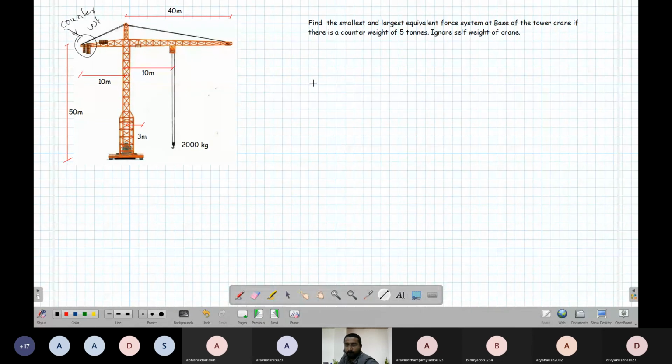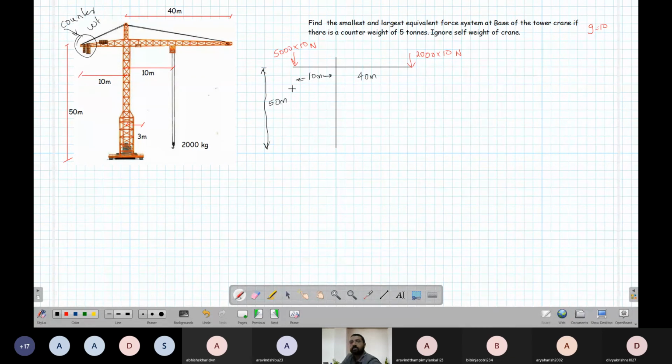I'll just show you the diagram. So let's say I'm just drawing everything. So this is my 40 meters, total 40 meter. When the maximum load is there, the force has to be applied here. So that is 2000 kg into 10 meter per second squared, taking g equal to 10. This is Newton. Now there is a counterweight also here. Counterweight is 5 ton, 5000 kg into 10 Newton, because acceleration due to gravity is assumed as 10. This is located at 10 meters. What is the height? It is 50 meters, the height of the building.